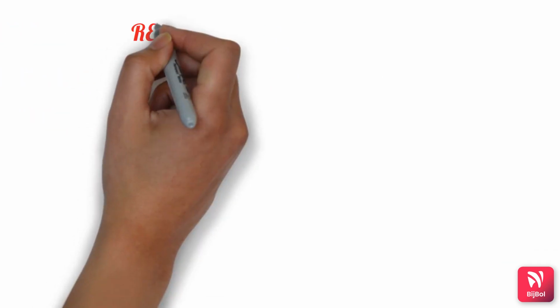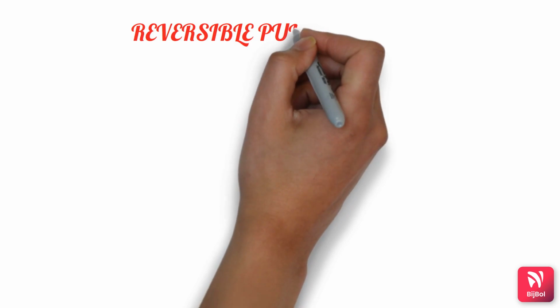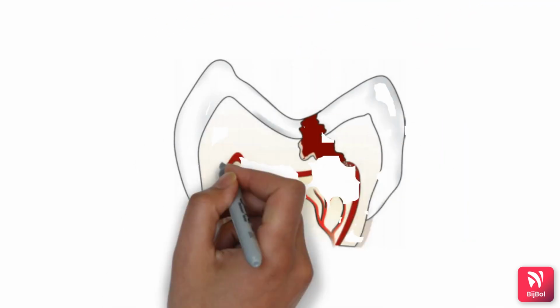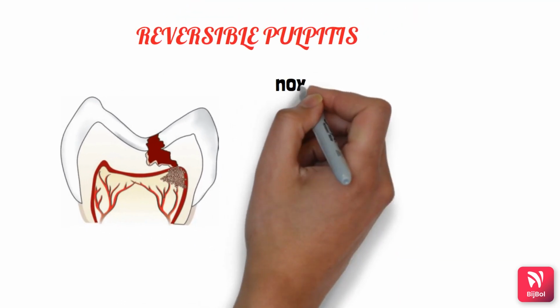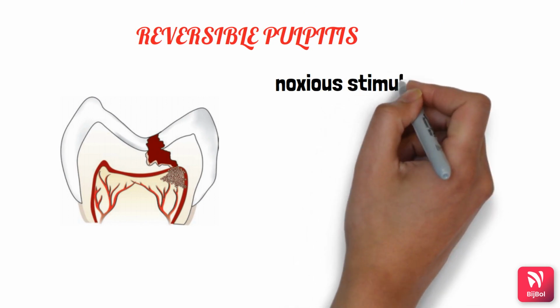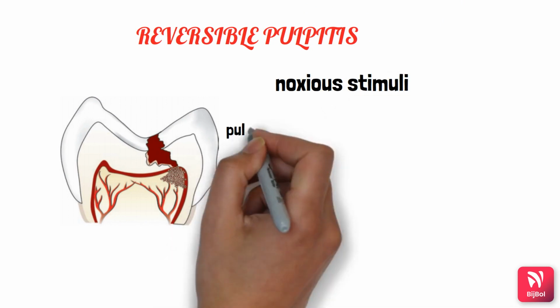Now we'll see about reversible pulpitis. It is a mild to moderate inflammatory condition of the pulp caused by noxious stimuli in which the pulp is capable of returning to the normal state following the removal of the stimuli.